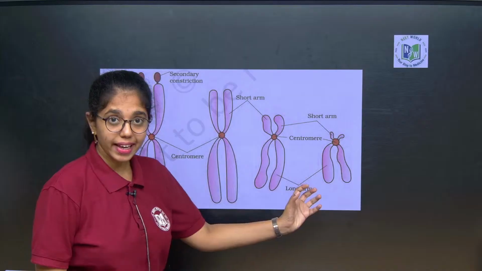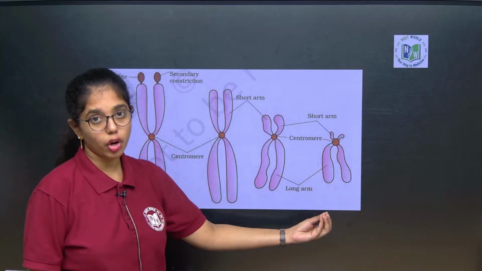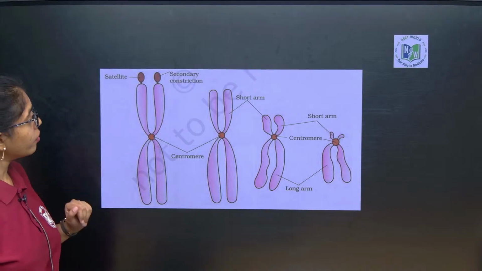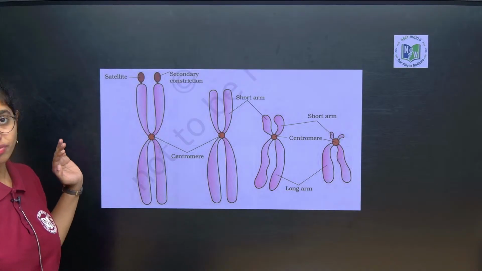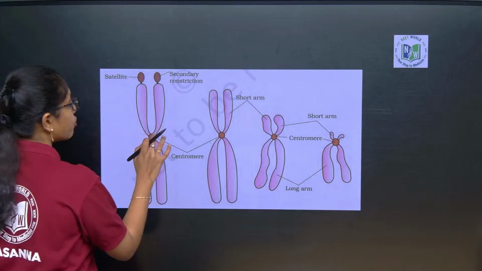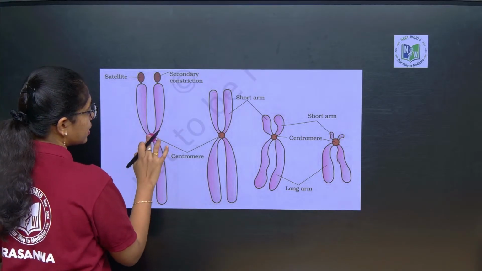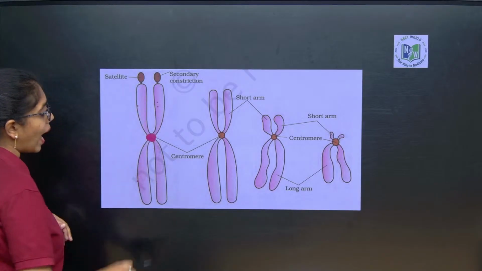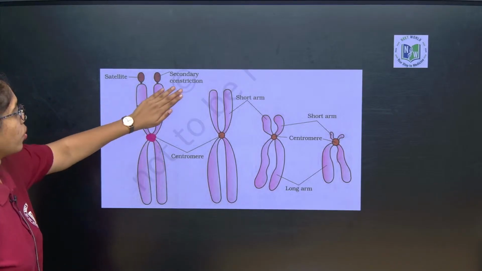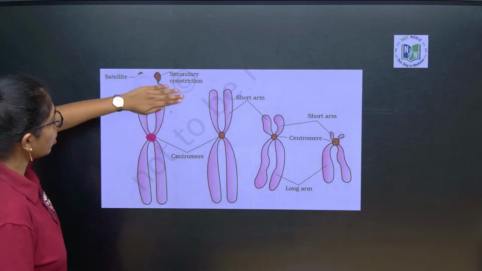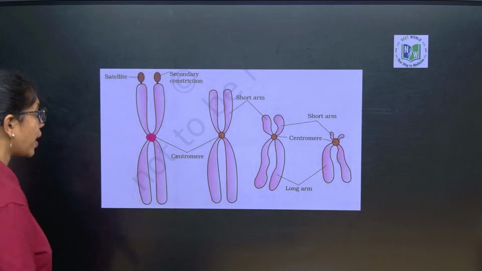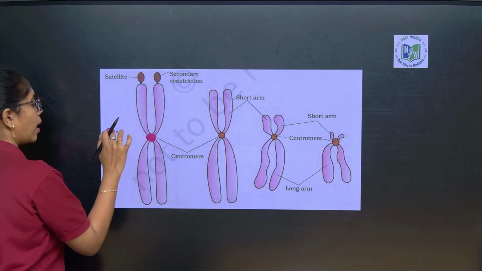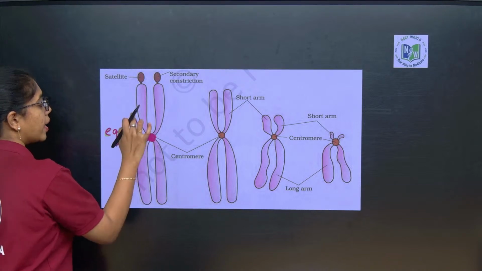And then here if you see the shapes of the chromosomes, it is a question asked many times. It can be diagram based, it can be match the following, or it can be a direct statement also. So how can you look into the shapes of the chromosomes? First, if the primary constriction, that is the centromere, is at the middle, then the two arms of the chromatids are equal.